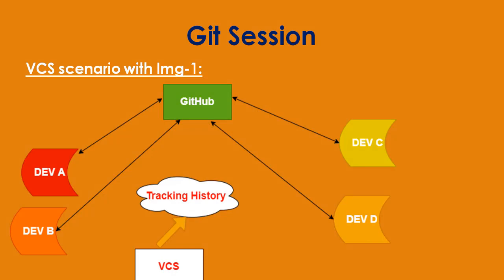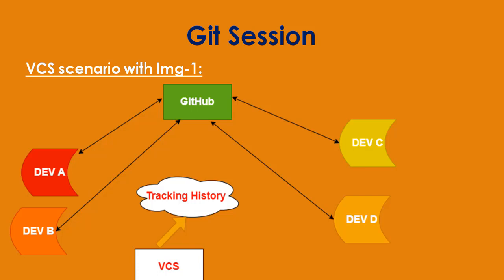In the development life cycle, every developer will make some changes as per requirements. In a certain scenario, a file that has been pushed to GitHub by dev A shows some defects. So how do we identify those defects or track the change history made by each developer, that is dev A, dev B, dev C and dev D? This mechanism comes under the version controlling system, or in short, VCS.